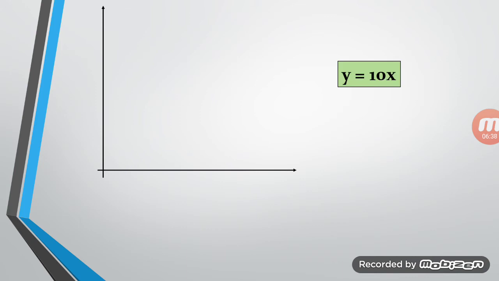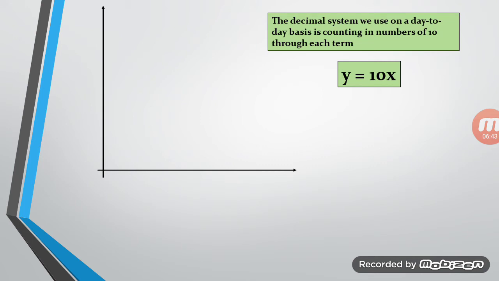Moving on to the third graph, we see it's set up in the same fashion, but now we have y equals 10x with our word prompt. The decimal system we use on a day-to-day basis is counting in numbers of 10 through each term. Now, terms will be implemented in different numbers, such as the first problem we went over. Every point after the decimal point, every space, has a different name. So instead of the ones, the tens, the hundreds, the thousands, it's going to start off with the tenths, the hundredths, the thousandths, and so on and so forth.